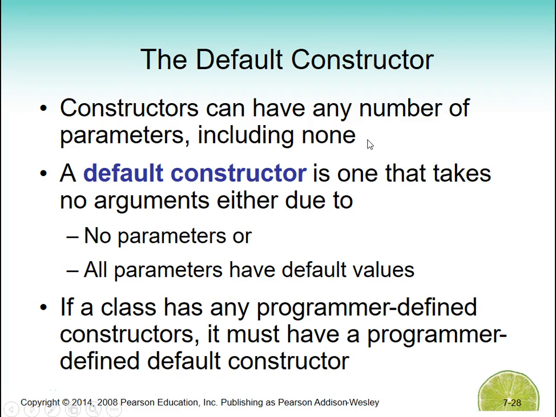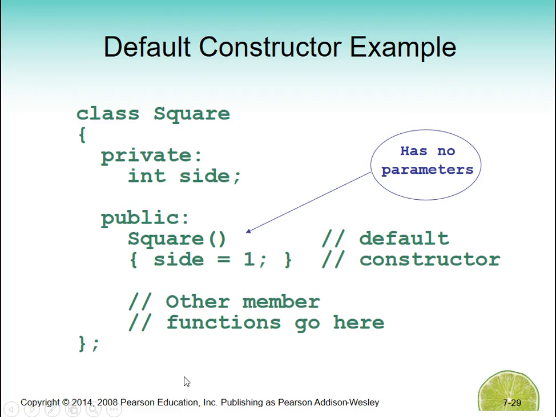Constructors can have any number of parameters, including none. The default constructor is the one that takes no argument. If a class has any programmer-defined constructors, it must have a programmer-defined default constructor. So what that means is, if you have a parameterized constructor, you should have a programmer-defined default constructor as well.